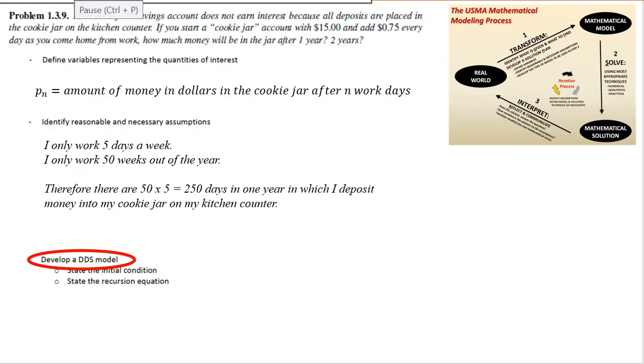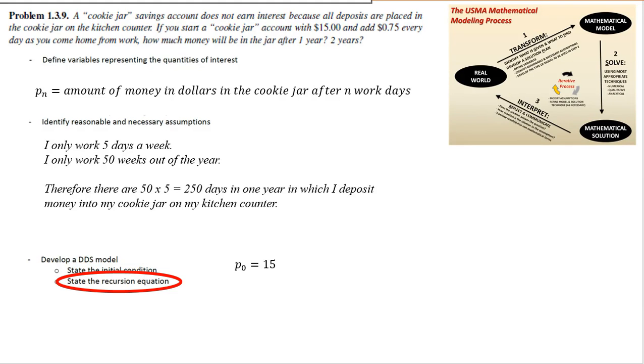Now we need to create a model. And I want to use a discrete dynamical system. But why? This problem is definitely discrete. The domain n is in days. It's not a continuous function. We're depositing at discrete intervals, and in this case, we're depositing every single workday, and therefore a DDS would be appropriate. To determine my initial condition, I know that I start my account with $15, and therefore P sub 0, P naught, equals 15.